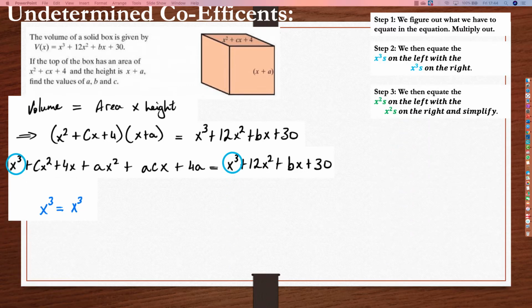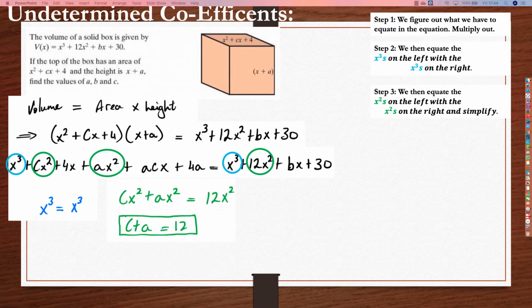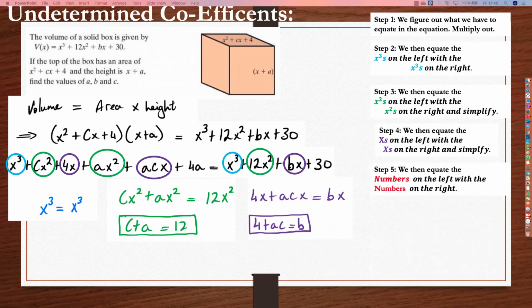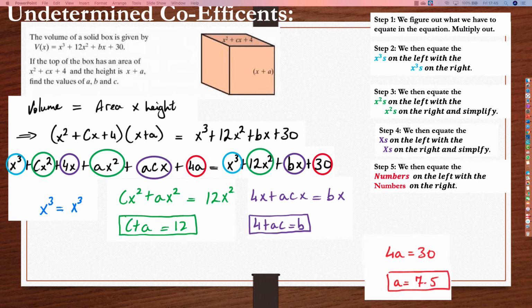We need cx squared plus ax squared equal to our 12x squared. Once again, our x squared is going to knock out, and we're left with c plus a equals 12. The whole point of those x squared terms is to show that what's on the left will be equal to the x squared on the right. You can knock them off. Then we can say that 4x and acx is equal to bx. Once again, you can knock all your x's. 4 plus ac is equal to b, and the last one is 4a is equal to 30. So we know a is equal to 7.5.